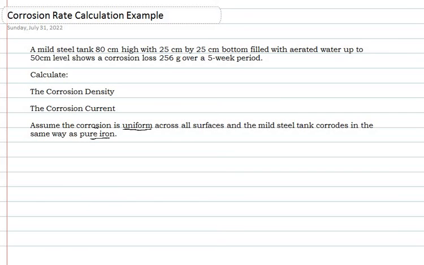As for the formula that we're going to use, it is the formula of weight loss. We can see that we have already been given our weight loss. This is our W. Then this 25 cm by 25 cm is the dimension of the base of the mild steel tank, and this is the height of the tank. But then we're told that the aerated water just reached the 50 cm level, so that means it wasn't filled. And this will come into play when we're calculating our surface area.